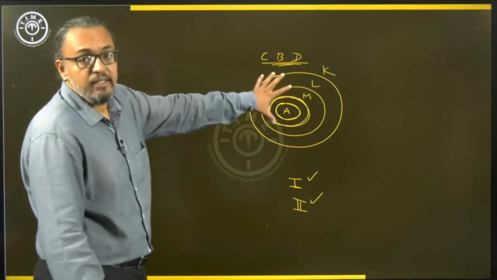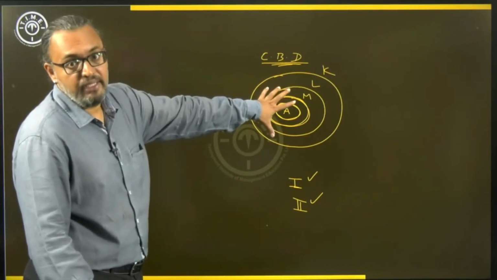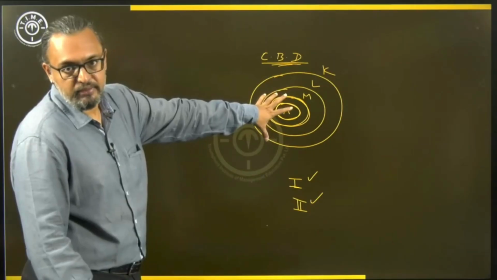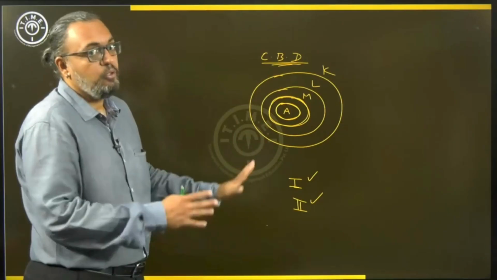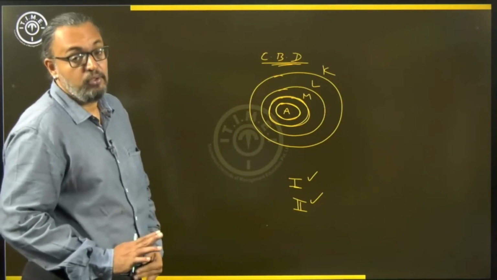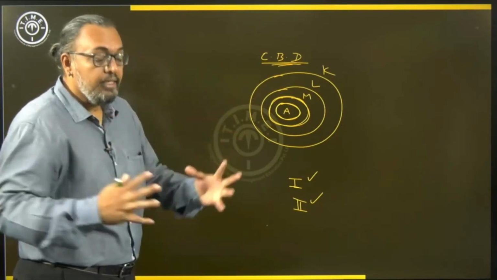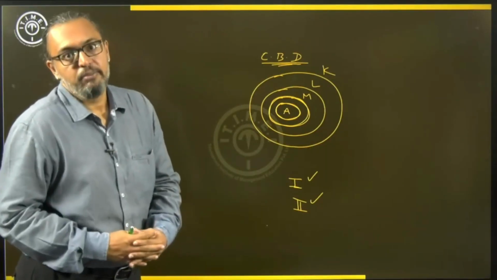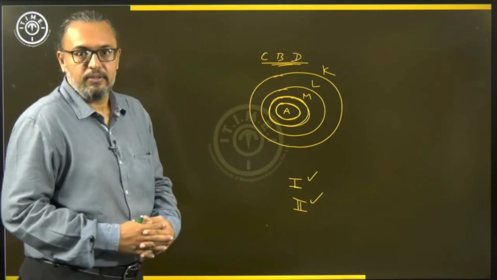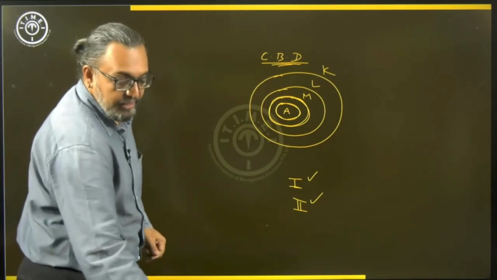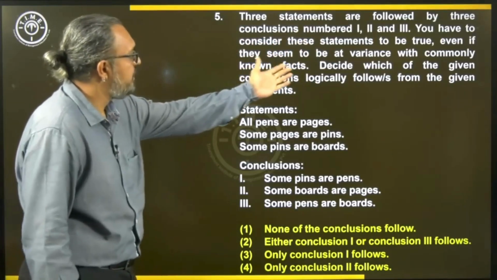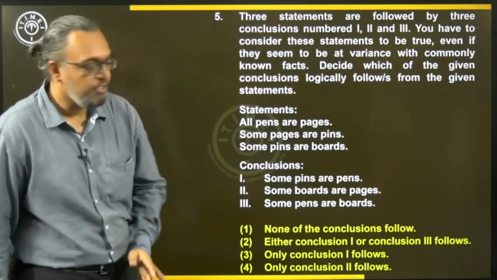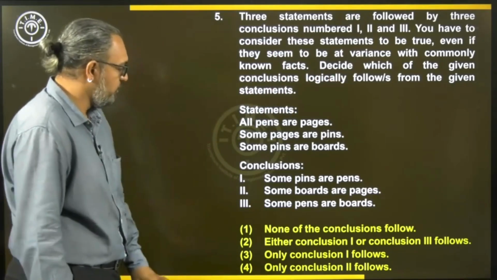So the main thing is drawing the combined diagram. That is very important, because if you go wrong there, no matter how correctly you analyze the conclusions, your answer will be wrong. So learn to correctly represent the combination of the basic diagrams for the statements. Okay? Right. Then next, again, we have 3 statements followed by 3 conclusions. Decide which of the given conclusions will logically follow. Okay. So 3 statements, 3 conclusions.